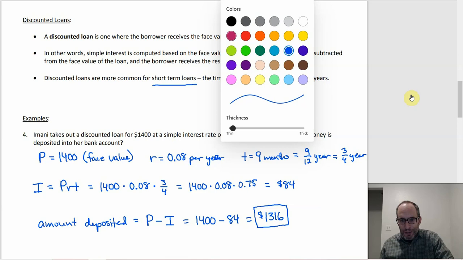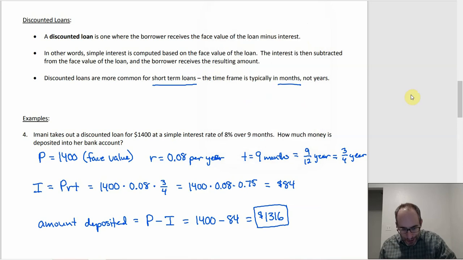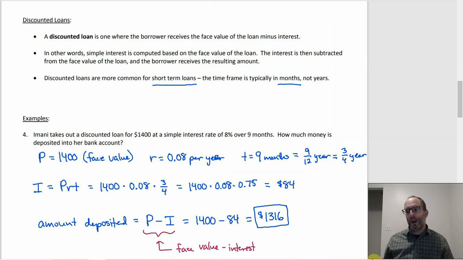Right, so I guess really, and I'll just annotate this with a different color, this right here is really the face value minus the interest, since that's how discounted loans are set up. That's what the person borrowing the money will actually get.